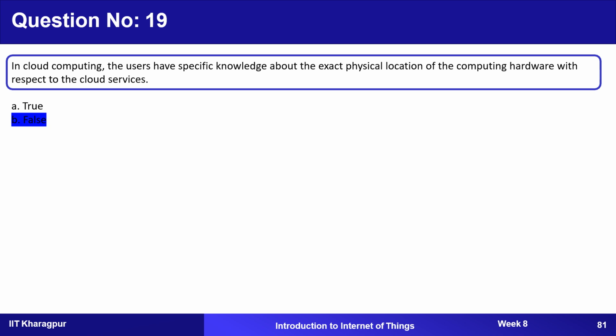So this is correct. This statement is false. Basically, in case of cloud computing, the end user does not have the knowledge of the exact location of the physical resources. The end user feels that there is one centralized pool with an infinite number of resources, but in actual these resources are distributed globally and the end user does not know their locations. So this statement is false.